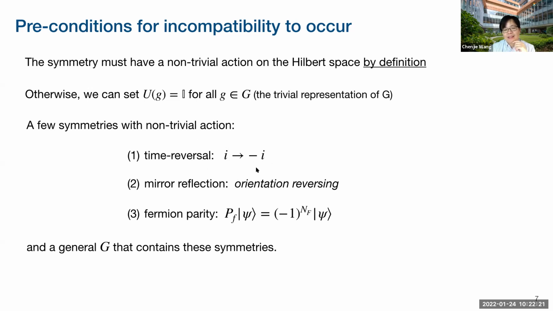Time reversal symmetry has, by its very definition, because it's anti-unitary, it must send the coefficient i into minus i. This action is by definition. And another one is mirror reflection. Mirror reflection has a non-trivial action by the fact that it changes the orientation.